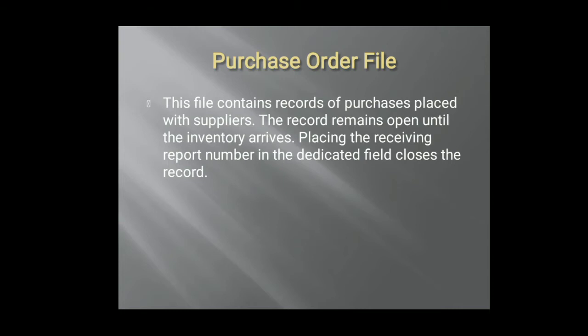Next, the purchase order file. This file contains records of purchases placed with suppliers. The record remains open until the inventory arrives. Placing the receiving report's number in the designated field closes the record. So, I know you get it since it is self-explanatory, right? So, let's move to the other one.